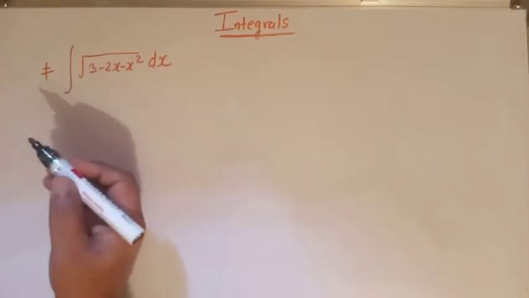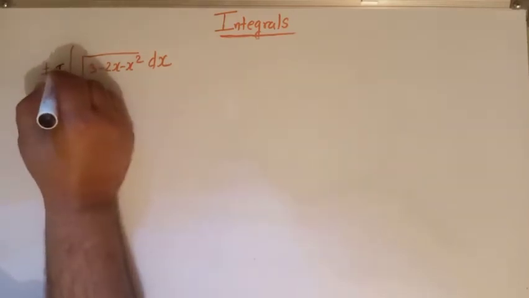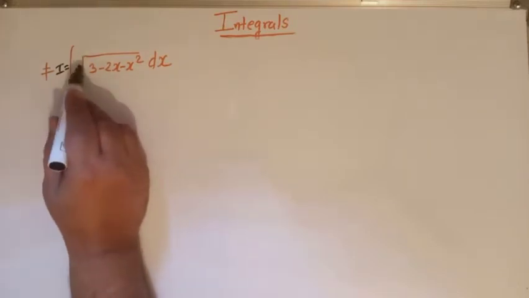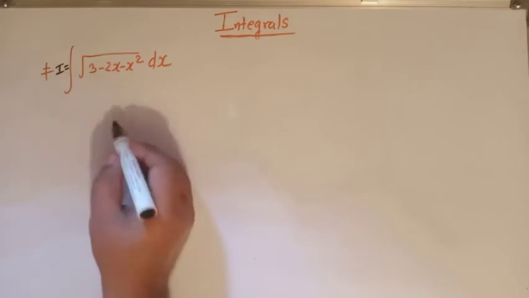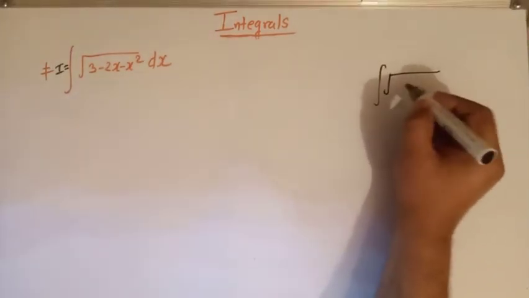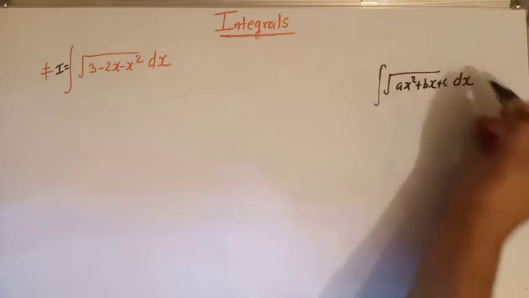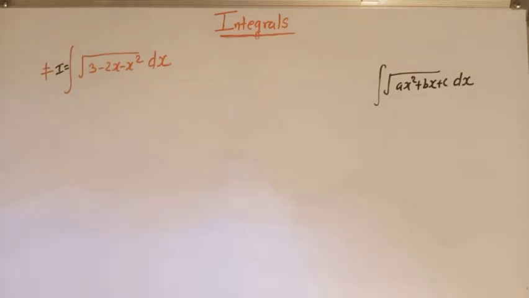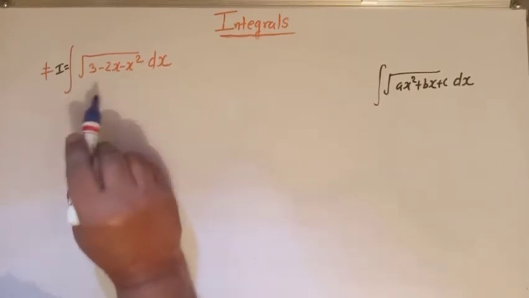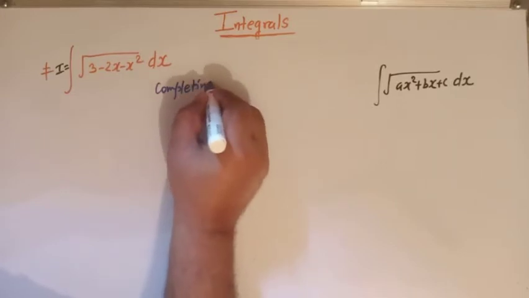Now let us integrate this integral. Let us call this integral I. Clear? Here we see that we have an integral of the form square root of ax square plus bx plus c dx. Clear? Now what we will do here is make use of completion of squares, or completing the square.